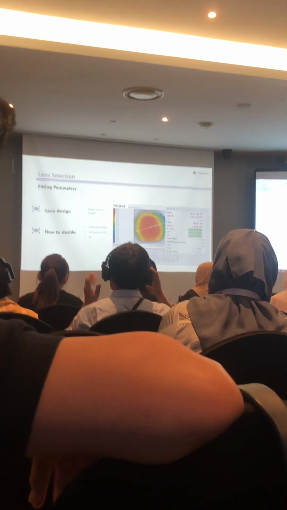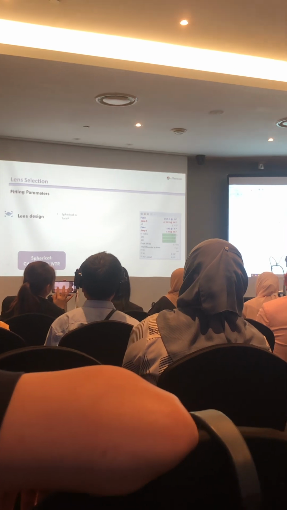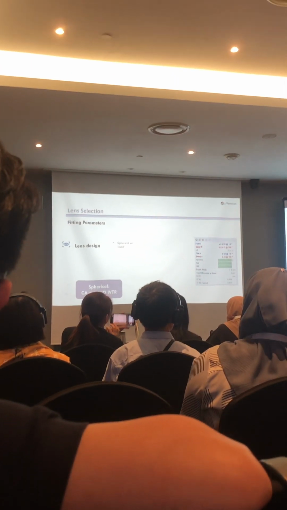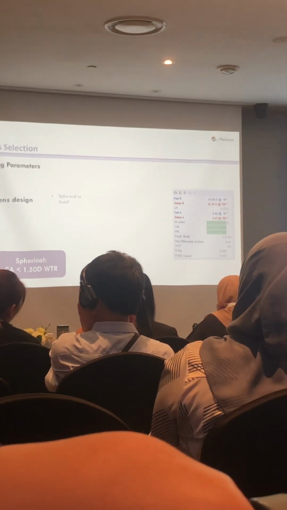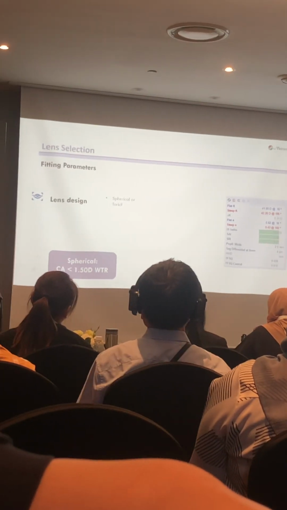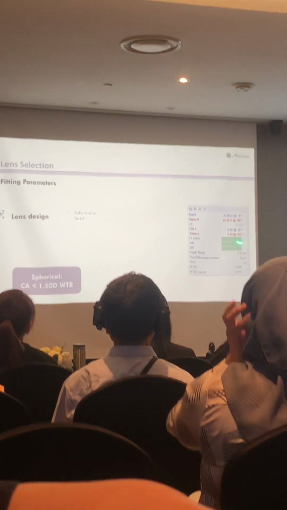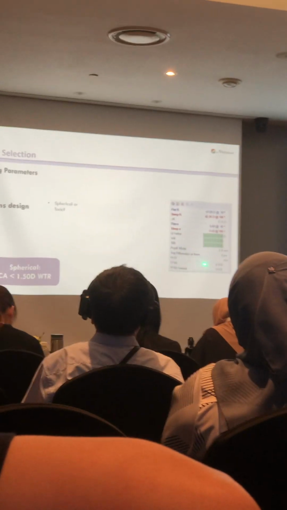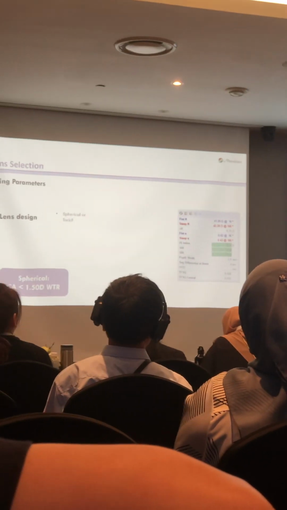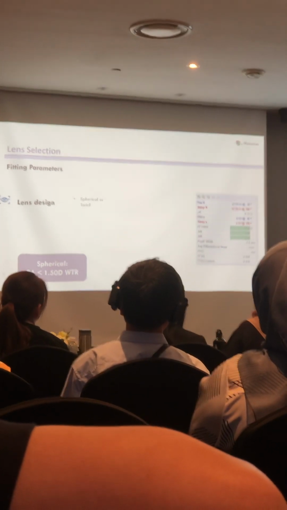Toric design, right? For alpha ortho lenses, the spherical or standard design is used when our corneal cylinder is below 1.5 diopters. Depending on the topography maps that you have, we need to refer to the corneal cylinder here. Certain topographers also give information about the sagittal differential at 8 mm.